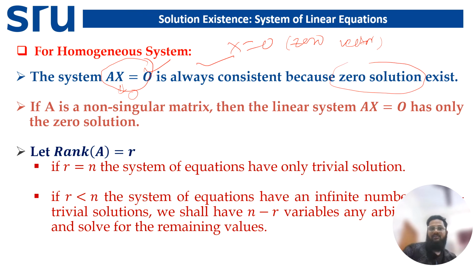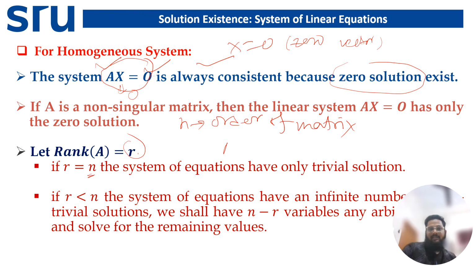If we put x equal to 0, it is 0, right? Now it always has a solution, but is it unique? That means only the trivial solution, only the 0 solution, or does it have more solutions? So we find the rank of this coefficient matrix A, and this rank is compared with n, the order of the matrix.